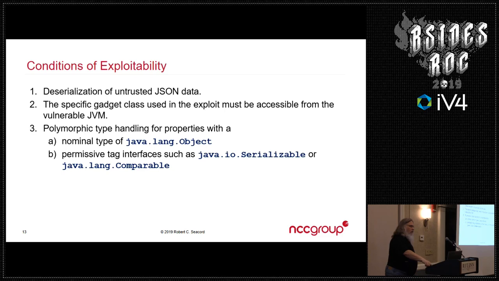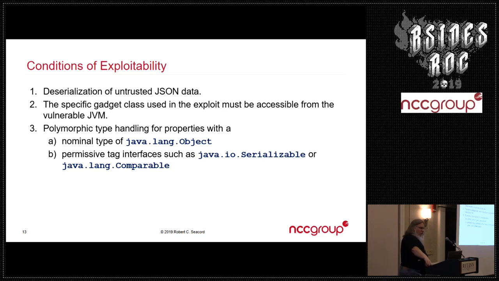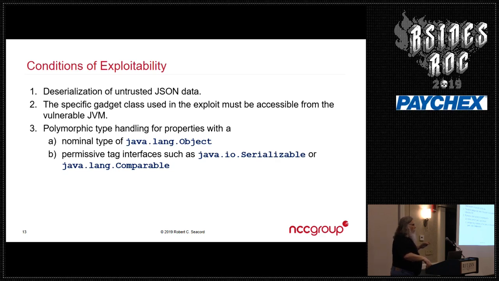So third thing, again, is that you have to have polymorphic type handling enabled. And one thing that's better about Jackson than, say, just Java serialization is that you can specify the root class to which you want to deserialize. And if the root class is specific enough, it's going to prevent you from deserializing a wide array of objects. But it is very, very common to have a type of java.lang.Object as your root type, which means, again, that you can deserialize anything because everything in Java is an object, including the complete set of gadgets that are available.